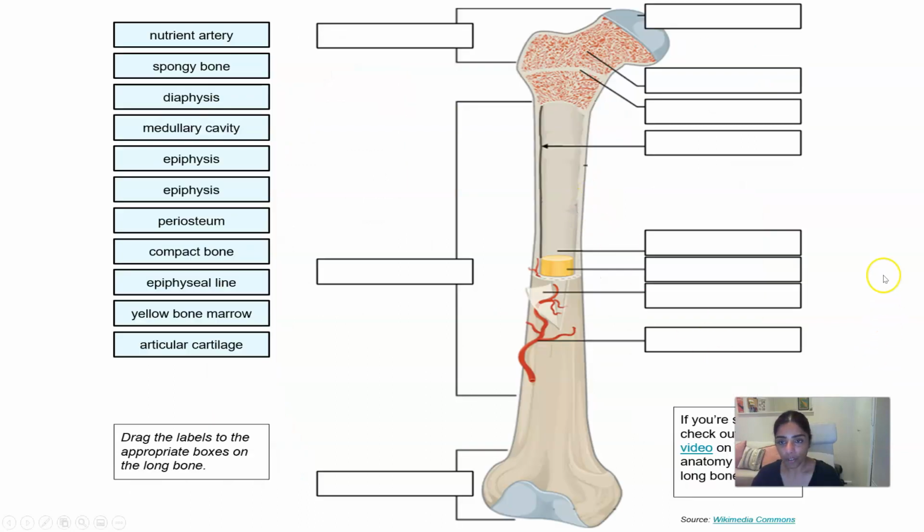So just to make sure you've understood what we've talked about so far, I'd like you to pause the video and see if you can label this diagram of the long bone using these words. Once you've done that, unpause the video and we'll go over the answers.